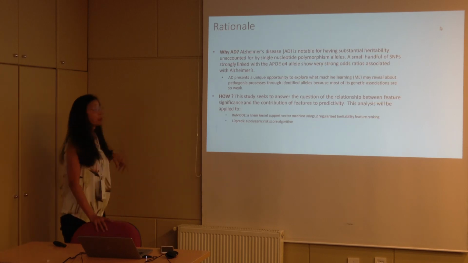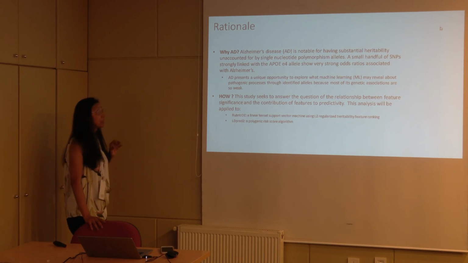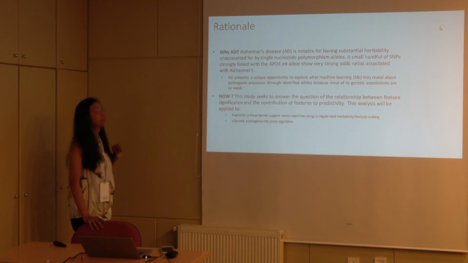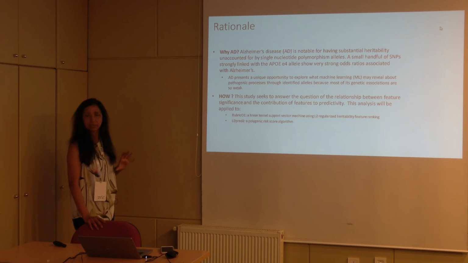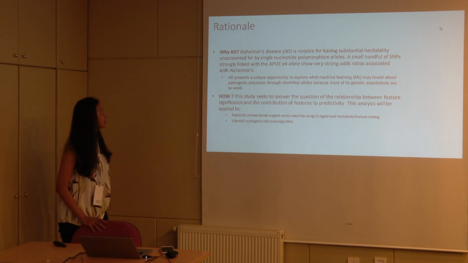What was the rationale for studying this? Like I said, we started with AD. Alzheimer's disease is notable for having substantial heritability, that is, the predictivity or something that is inherited, but it is unaccounted for by SNP analysis. The strongest signal that you get is the ApoE4 alleles, and you don't get much else. There is a large component of the heritability unexplained. So this was a good playground for us to ask whether we can say something more about this unexplained space. That is the rationale for bringing in all these methods.